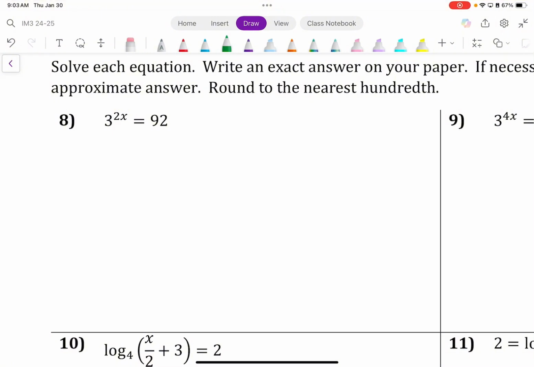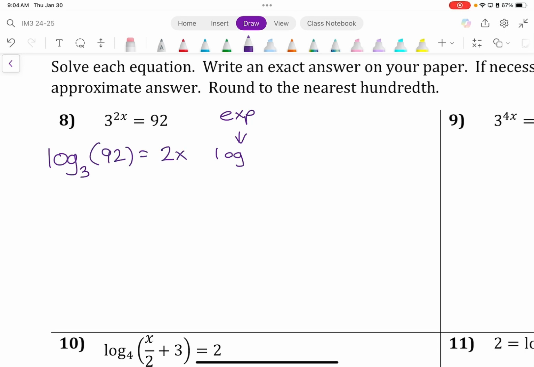Okay, 3 to the 2x equals 92. Let's do it. This is exponential. We want to switch to logarithm. So this becomes the following. Log base 3 of 92 equals 2x.